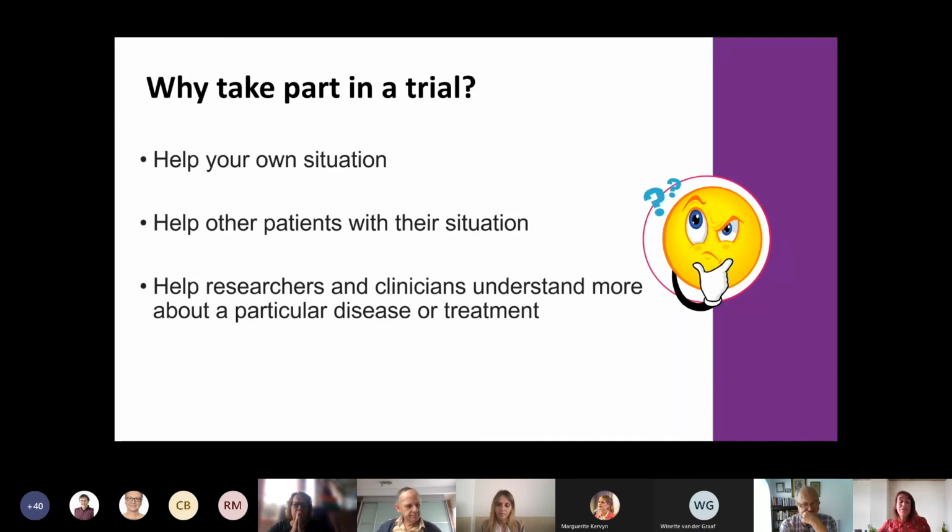So even if it doesn't help us, we might help other patients in the same situation. And even if immediately benefits aren't seen, as was mentioned earlier, we can really help researchers and clinicians understand more about a disease or a treatment. And that is also very valuable.